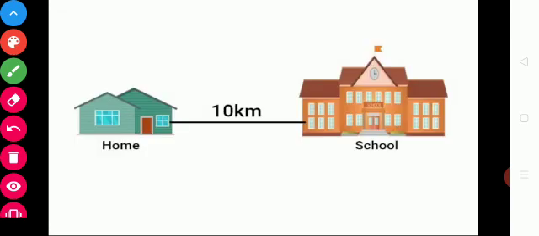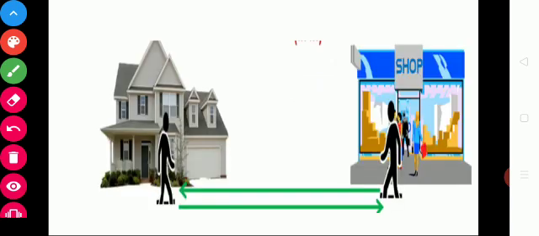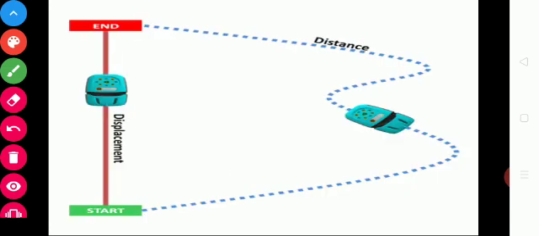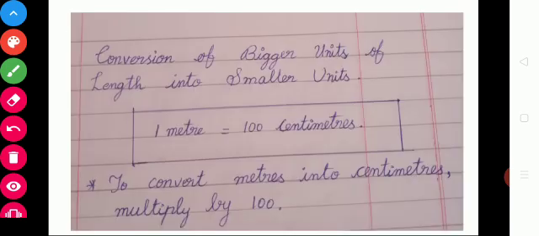And then you want to find out the distance. Distance means what unit do you write? Kilometer. Yes, children. And then if you want to find out the distance from home to shop, you can write it as kilometer. And if you want to find out the distance from starting point to ending point, we will use kilometer. Yes. So some problems I have given to solve.